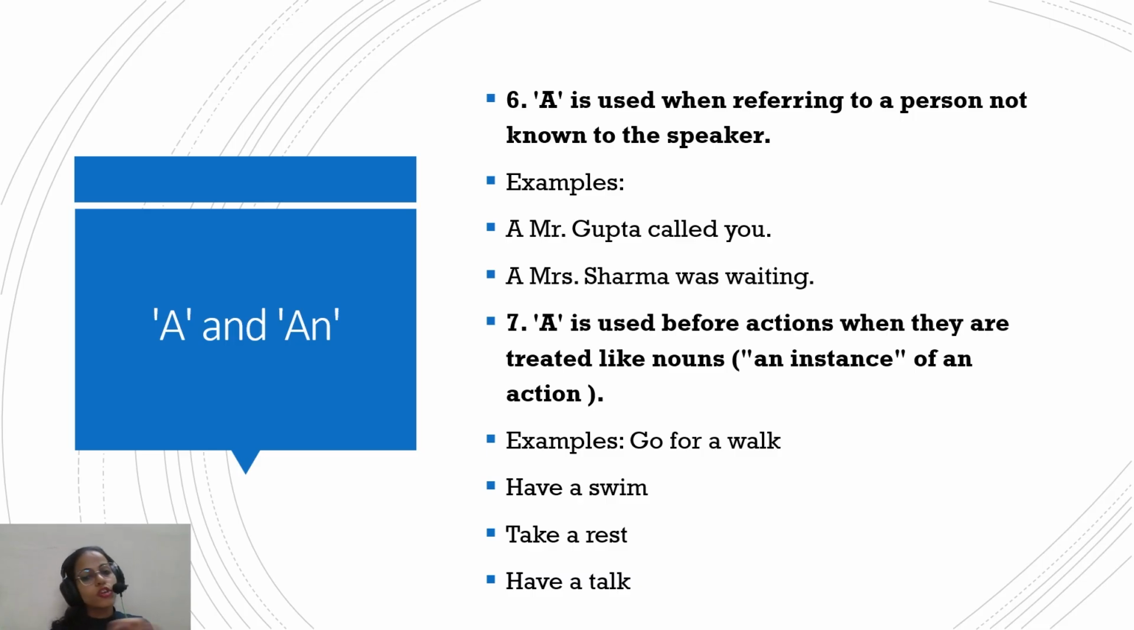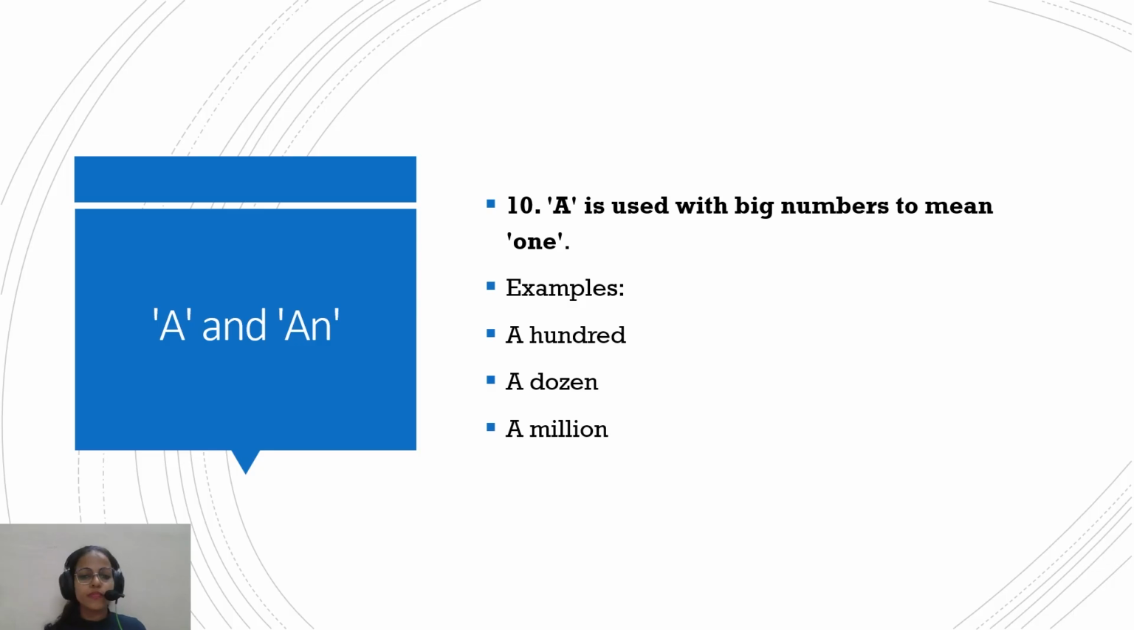So go for a walk, have a swim, take a rest, have a talk. In all these cases, we see only one instance of that action is happening. In such cases, where only one instance of that action is happening, or when that action is almost treated like a noun, then we use the article a or an. Go for a walk, have a swim, take a rest, have a talk, all these.